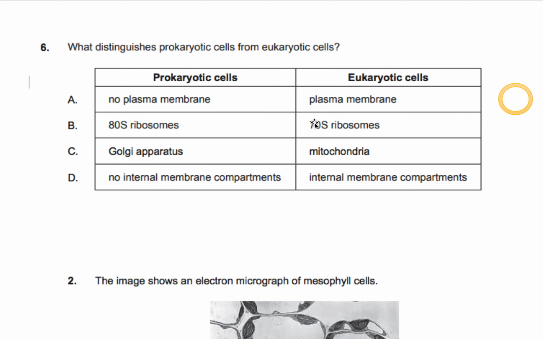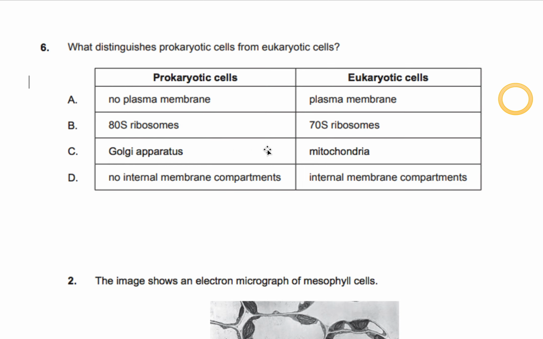80S ribosomes, 70S ribosomes. So this is not true. Actually, eukaryotic cells have 80S ribosomes and prokaryotic cells have 70S, so they swapped them around. And remember, S is pretty much just a unit of measurement. So for example, if I say I am 2 meters tall, the unit of measurement is meters, right? So just like meters is a unit of measurement, S is a unit of measurement for ribosomes. It's a way of measuring the size and various properties of a ribosome, okay? And eukaryotic cells have 80S ribosomes, whereas prokaryotic cells have 70S. So this one is not true.